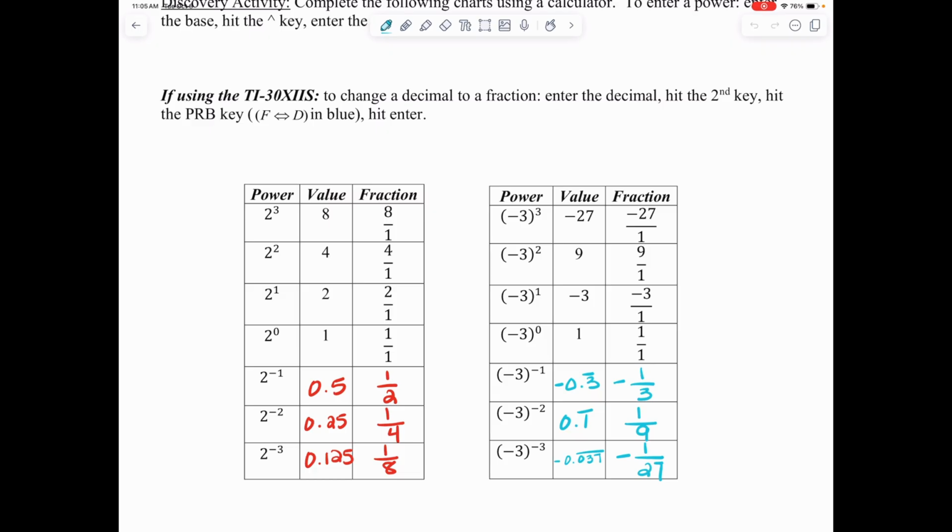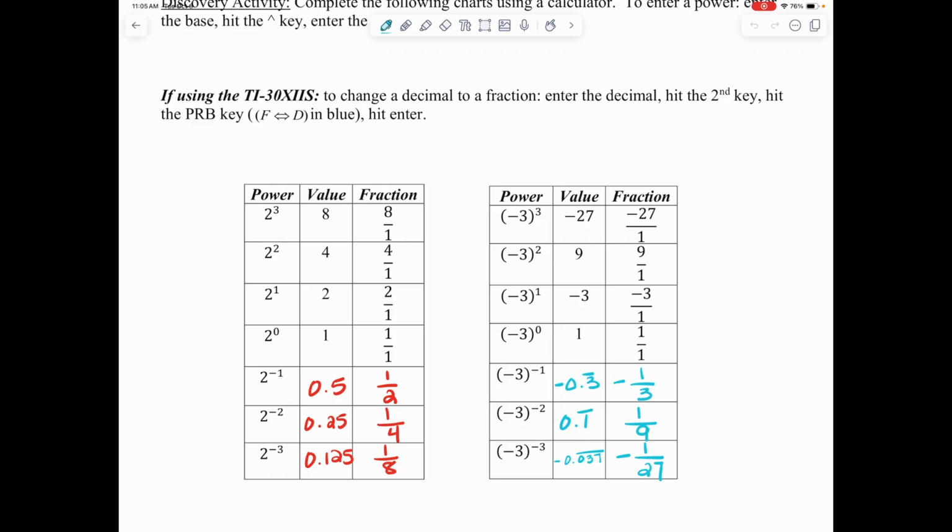For the table that had a base of negative 3 on the right, you should have had negative 3 to the negative first as negative 0.3 repeating or negative 1/3. You should have had negative 3 to the negative 2 as 0.1 repeating or 1/9. And you should have had negative 3 to the negative third as negative 0.037 repeating, which is negative 1/27.